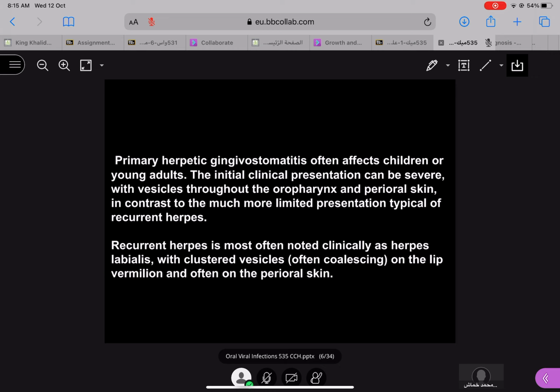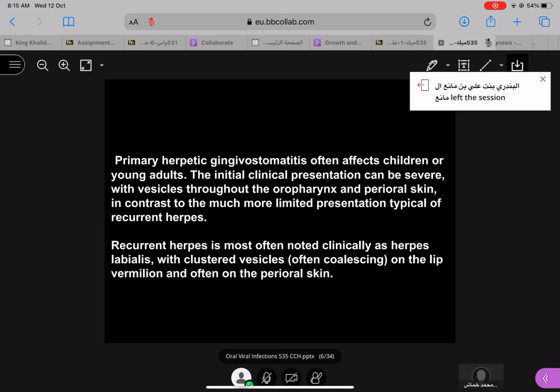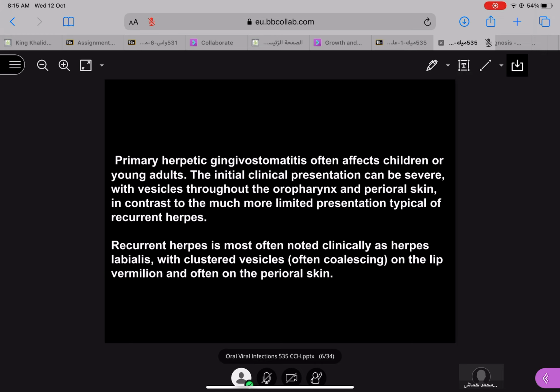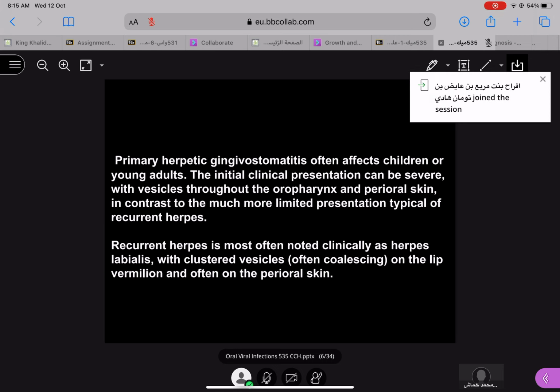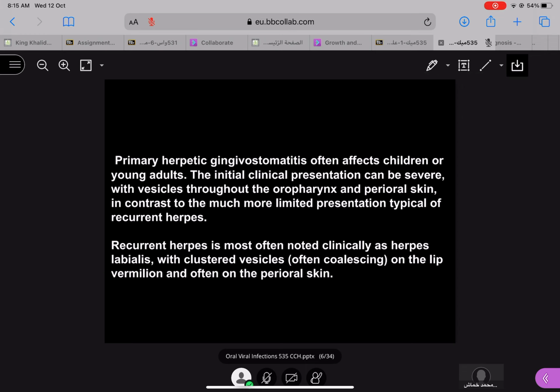This is the problem. Recurrent herpes, because herpes doesn't come only once. Sometimes it is recurrent. It comes and goes. Wherever people share the virus, the infection can take place. So recurrence is most often noted clinically as herpes labialis, with clustered vesicles on the lip vermilion, and often on the peripheral skin.